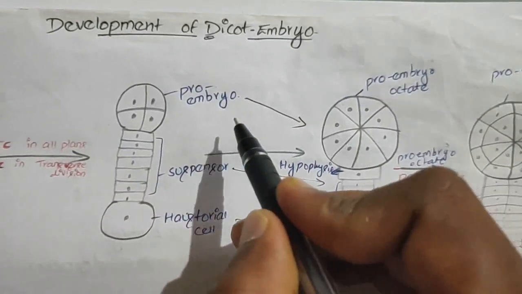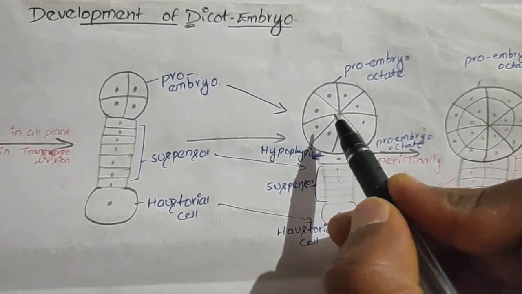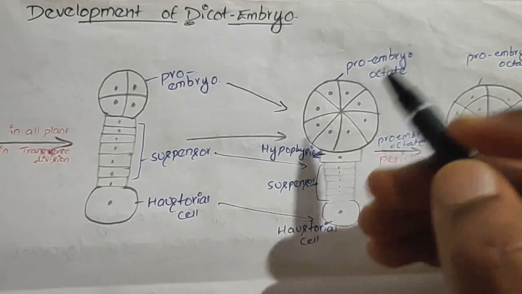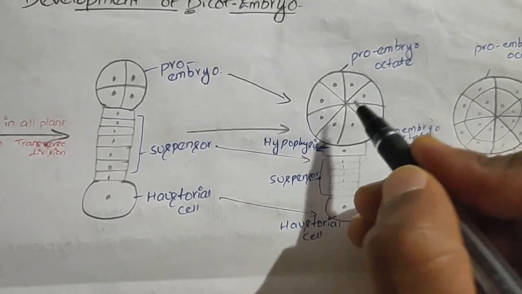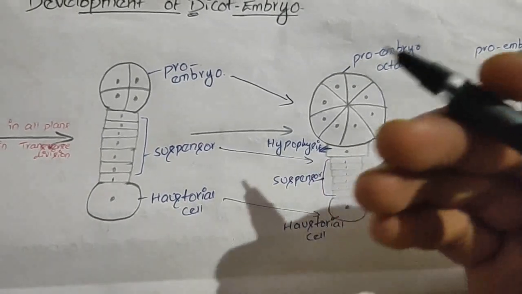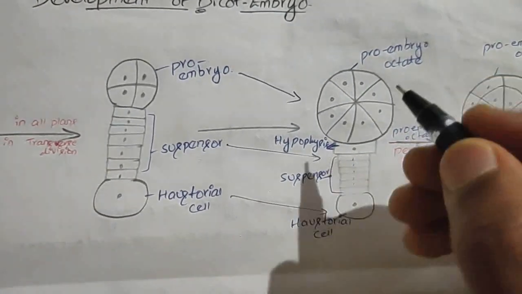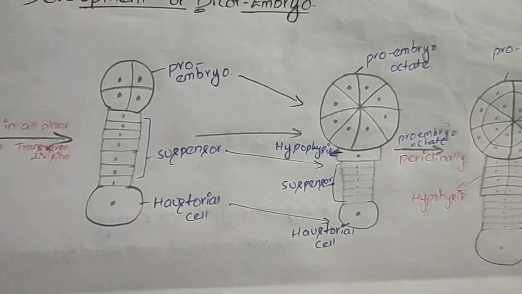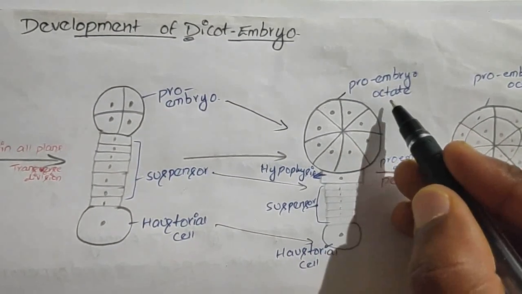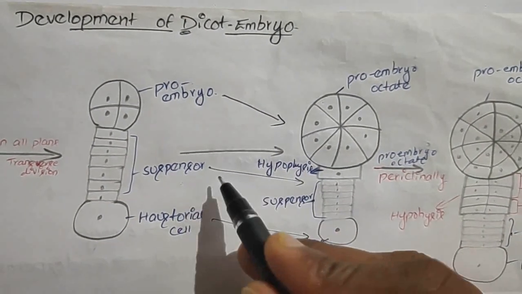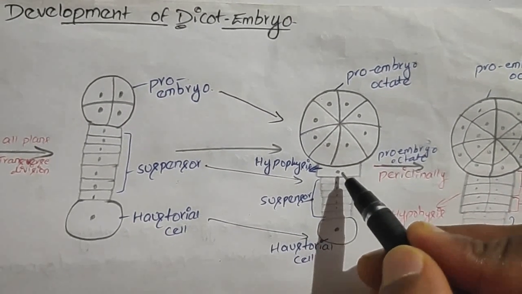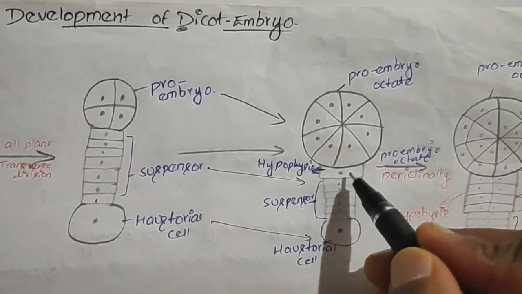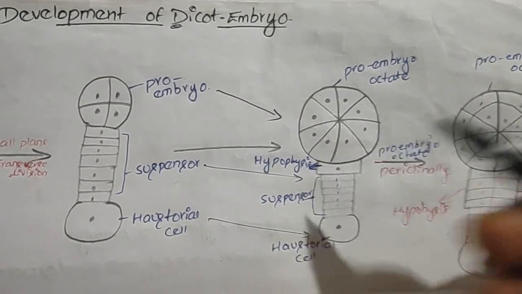This proembryo divides further and forms eight cells. Actually, this proembryo is a round structure, so we cannot see all eight cells together. Four cells are present towards this side and four cells on the back side. To understand, I wrote it like this. As this proembryo octant keeps increasing, the suspensor cells will degenerate, and the suspensor cell which is attached to the proembryo will act as the hypophysis.